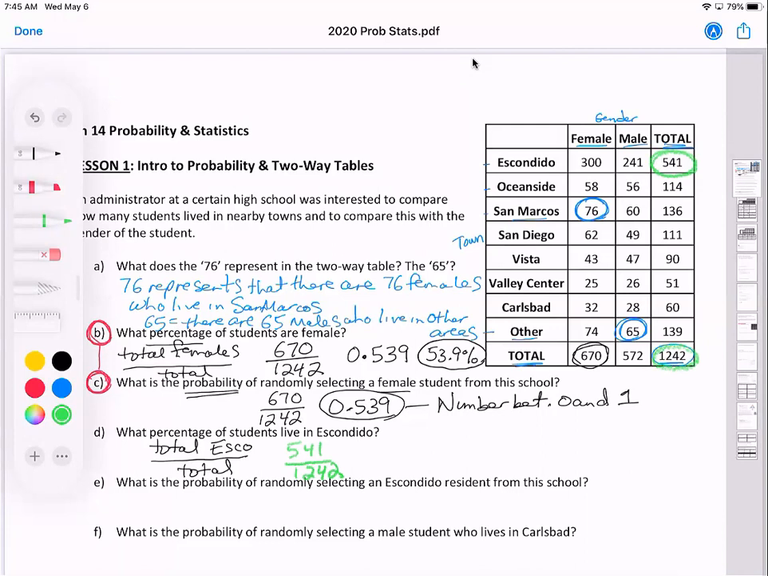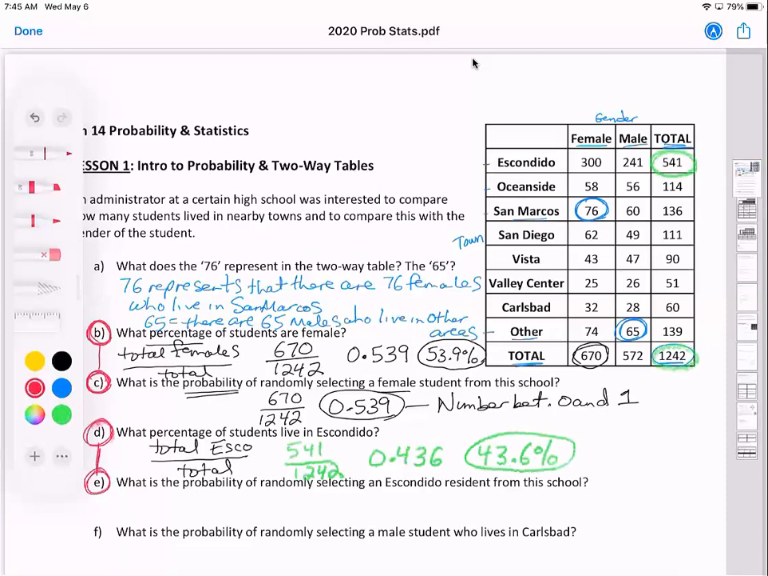So what percentage of our students actually do come from Escondido? That would be a really important question for the administrator to have an answer to. We would get this, rounded to the third decimal place. It was 5.5, but we'll round it up to a 6. So as a percentage, that would be 43.6%. And then I hope you notice that if you read E, D and E are really the exact same thing.